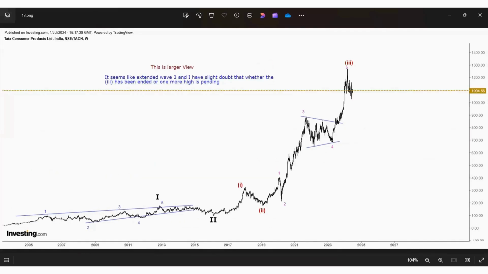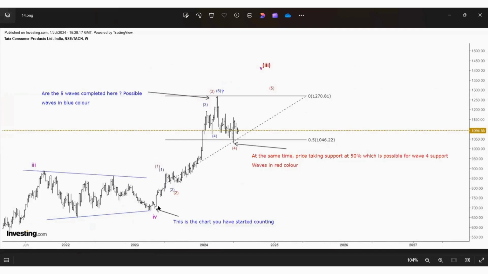Next, we are going to this area. So this is the chart where you have started counting. This is what the learner shared with me. Are the 5 waves completed here? Because I can see 1, 2, 3, 4, 5 in the blue color chart. At the same time, the support is taking at 50%, which is possible for a wave 4 support. Red color wave counting, 1, 2, 3, 4, 5. So now in this situation, how to decide? I'm not only teaching the proper way to count and how to take entry. I'm teaching whenever you get alternate views, how we need to handle it. Right? These are practical situations and practical examples.